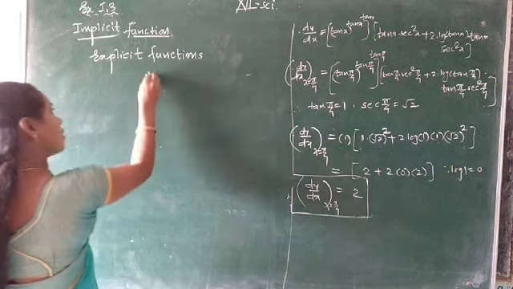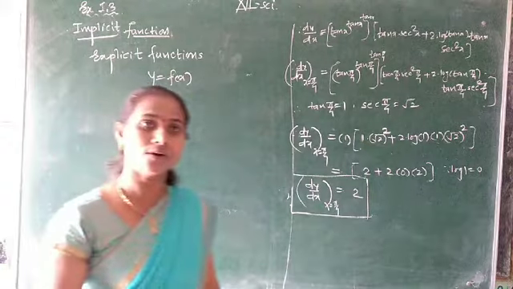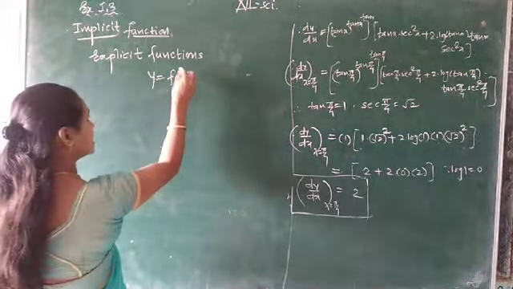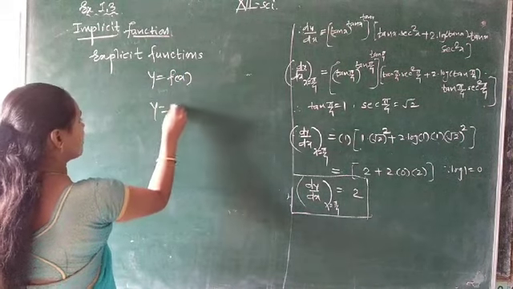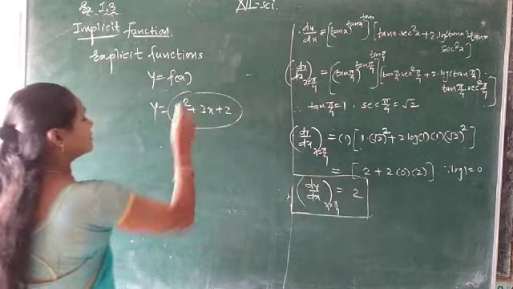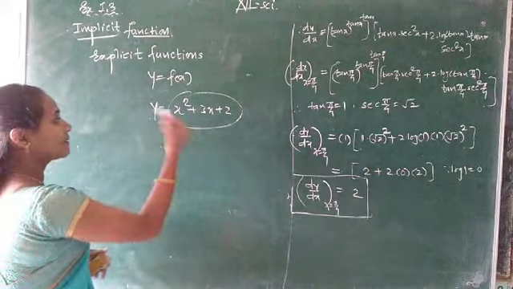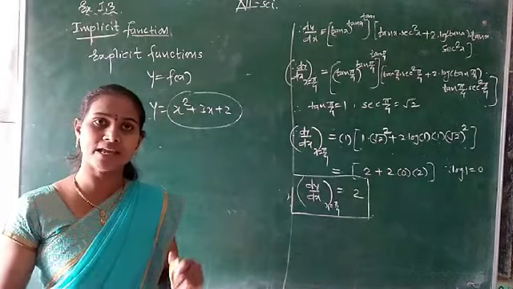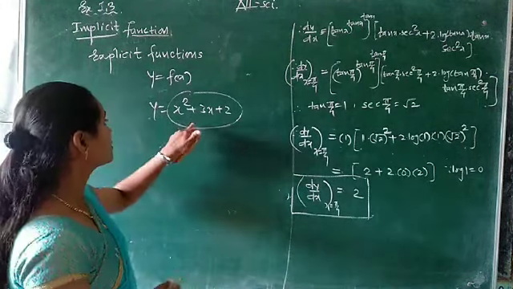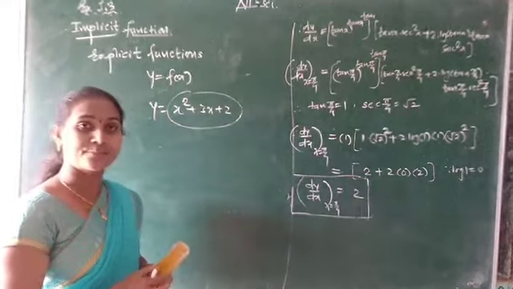The functions of the form y is equal to f of x. That means all the functions where we write, for example, y is equal to x square plus 3x plus, with the right side in the form of x. So here y is a dependent function of x. If y is a variable of x, then the function of the form y is equal to f of x is called an explicit function.